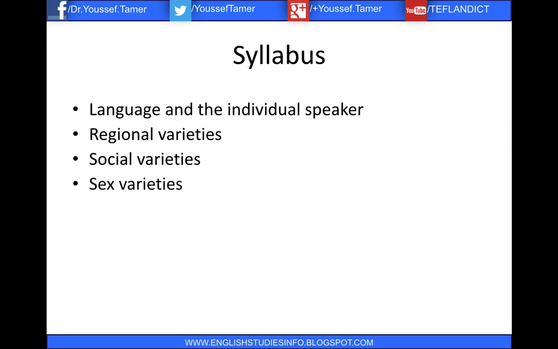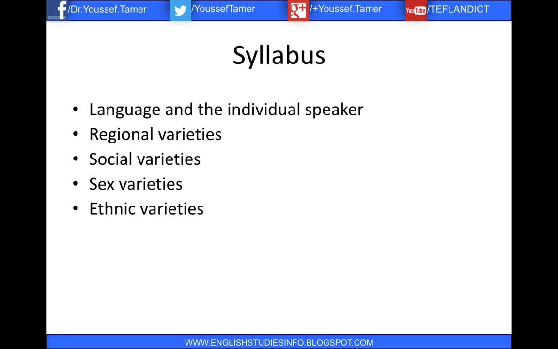Sex varieties, or gender varieties, simply have to do with men versus women. The way men speak differs somewhat from the way women speak. There are some differences. So you see here another impact of a social variable on the way we use language. We will see the details again, as I told you.